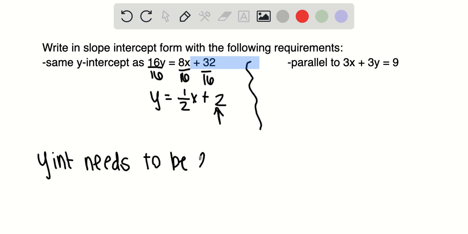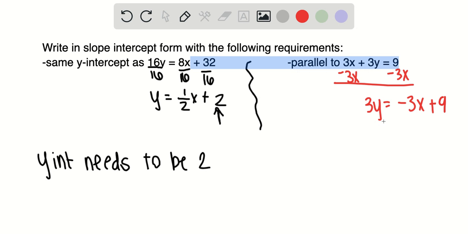And then over here, I'm going to try to figure out what line can also be parallel to the 3x plus 3y is equal to 9. In order to do that, again, I'm going to get this in slope-intercept form, so I'm going to start by subtracting 3x from both sides. So I'm going to have 3y is equal to, I'm going to write slope first, minus 3x plus 9. And then one more step, I'm going to divide everything by 3 on the left and right sides to get y all by itself. So I have y is equal to negative 1x plus 3.